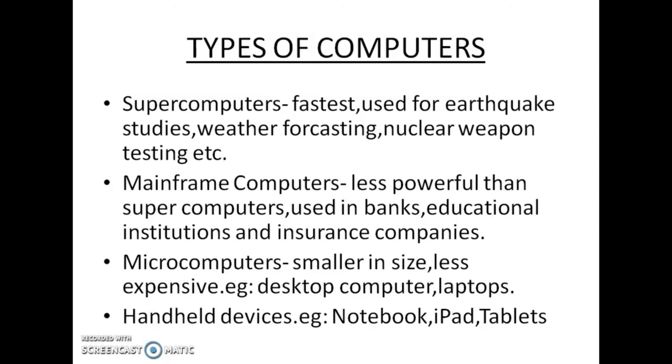The next one is handheld devices. For example, notebook, iPad, and tablets, and all other personal digital assistant devices like smartphones are also included in this category. Most of these devices use a touch interface to communicate with the user. So that is about the types of computers. Today we have learned about different generations of computers and different types of computers.